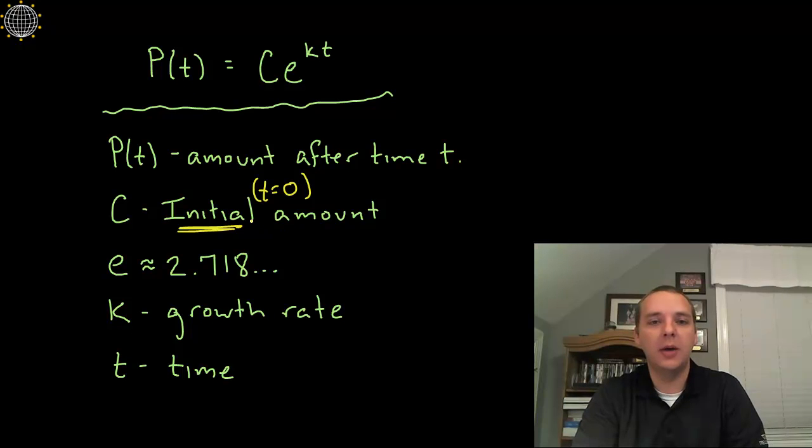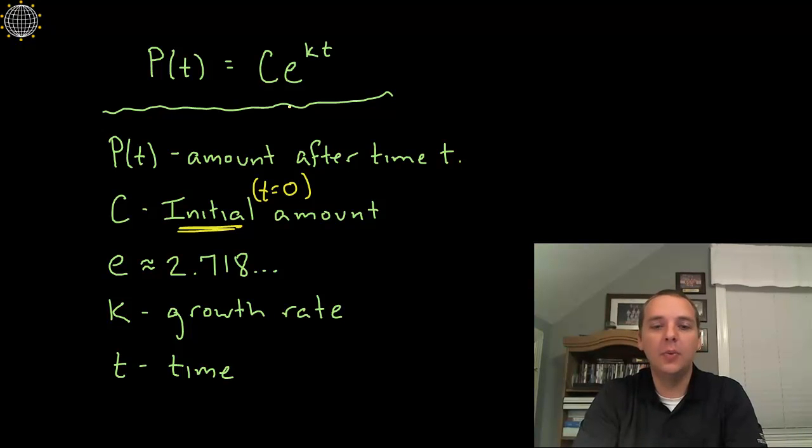It's your initial amount. Now, out of all these letters, P, T, C, E, K, etc., it could be very confusing which are variables and which are constants. E, never forget, is always a constant. It's always 2.718, and so on and so forth. That will never vary or change. All right, the K is the growth rate. That indicates how quickly either the population is growing, or your money is growing, or what have you. If this is a financial problem, then the K would represent the interest rate of your bank account.